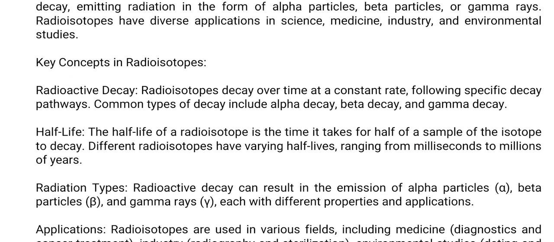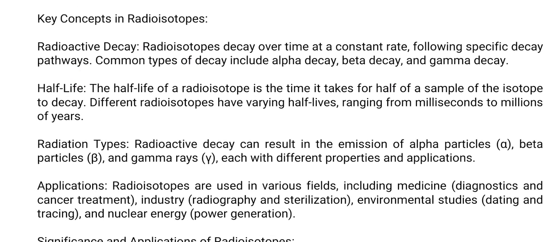Key concepts in radioisotopes. Radioactive decay. Radioisotopes decay over time at a constant rate following specific decay pathways. Common types of decay include alpha decay, beta decay, and gamma decay. Half-life. The half-life of a radioisotope is the time it takes for half of a sample of the isotope to decay. Different radioisotopes have varying half-lives, ranging from milliseconds to millions of years.